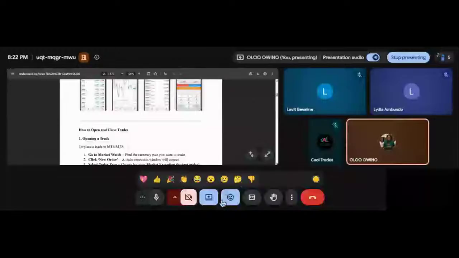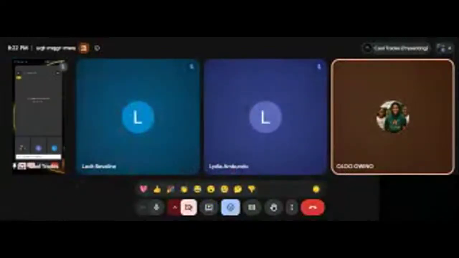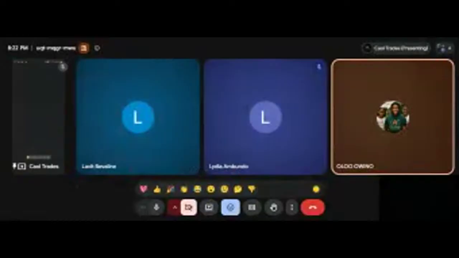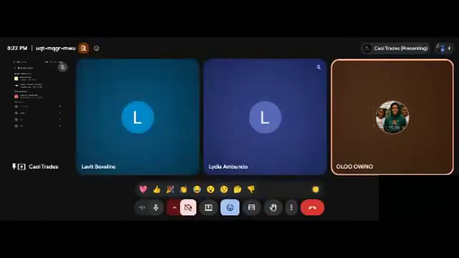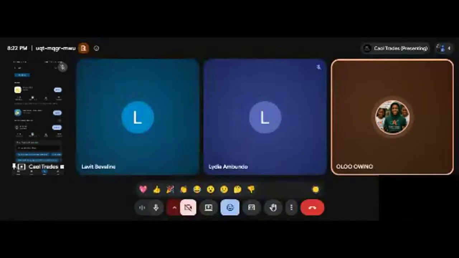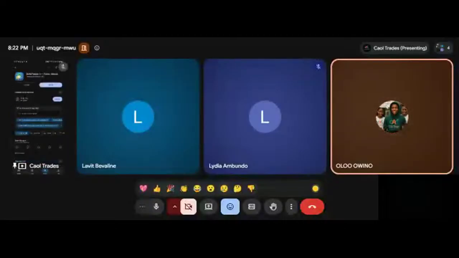Is everybody seeing my screen? Yes. Okay, I shall proceed. We're going to use MT5 for this because that one is the most common one. I'm going to start as somebody who has never opened an MT5 app. So let's go. Let's update it first.